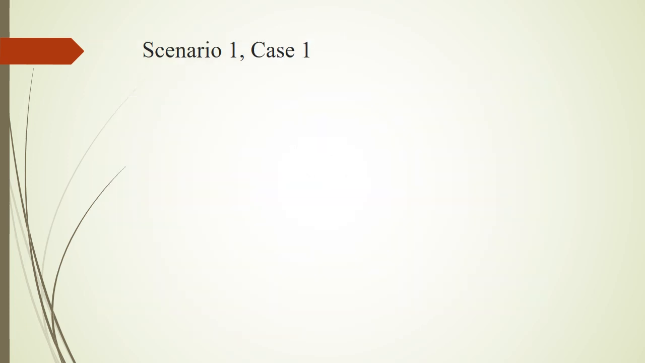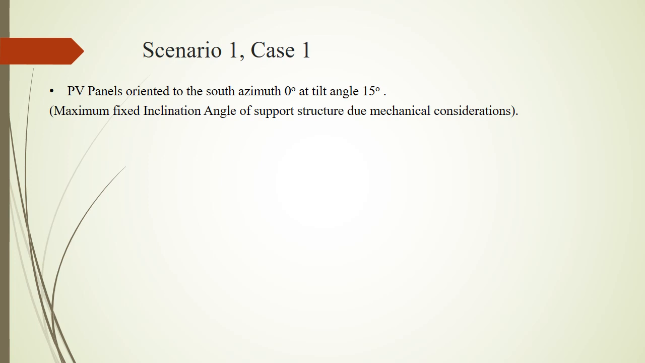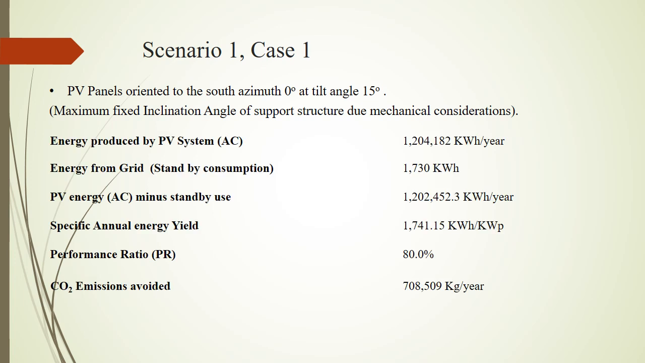Scenario 1 case 1. PV panels oriented to the south, azimuth 0 at a tilt angle of 15 degrees, which is the maximum inclination angle of the support structure due to mechanical considerations. Energy produced by the PV system is more than 1.2 gigawatt hours a year. Performance ratio was 80% and CO2 emissions avoided are more than 700 tons a year.